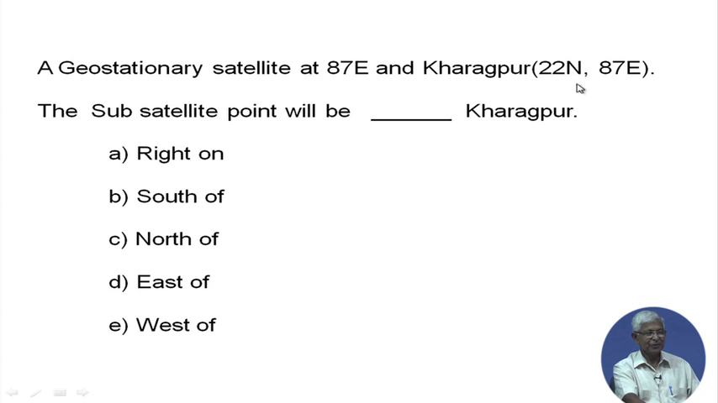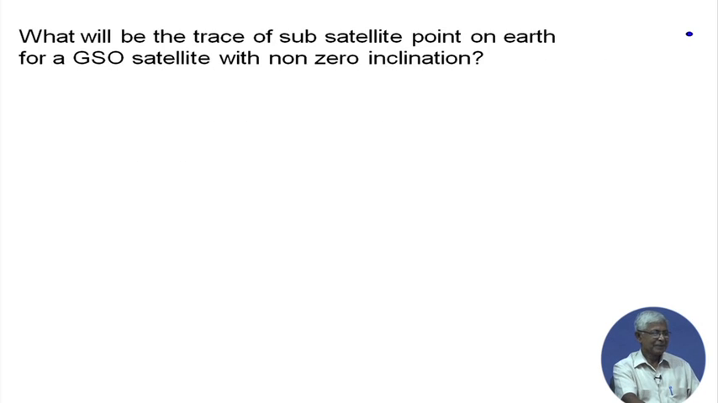See, Kharagpur is north of the equator, it is not at the equator, and for a geostationary satellite, the sub-satellite point is on the equator. So, therefore, the answer is that from Kharagpur, the sub-satellite point will be south of Kharagpur.